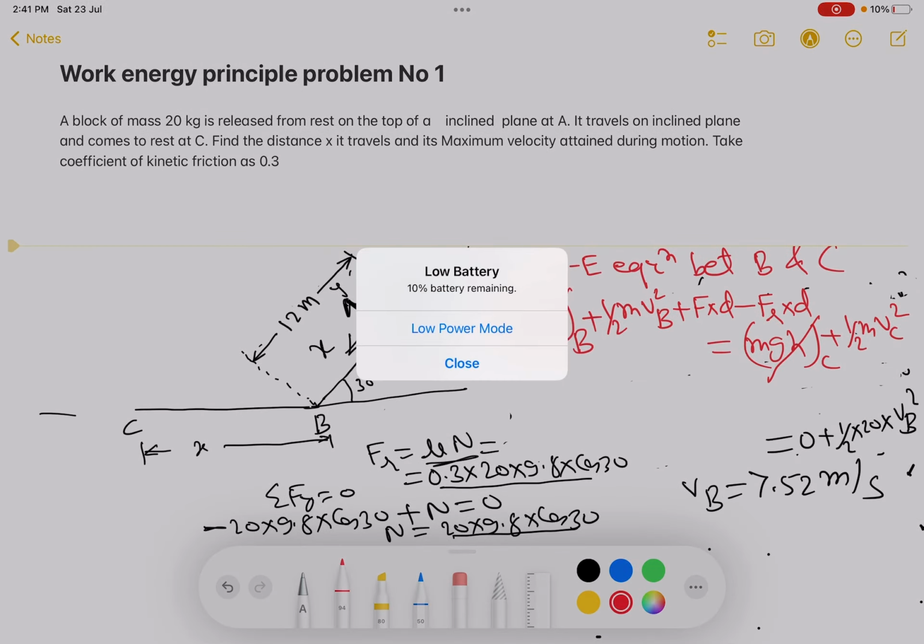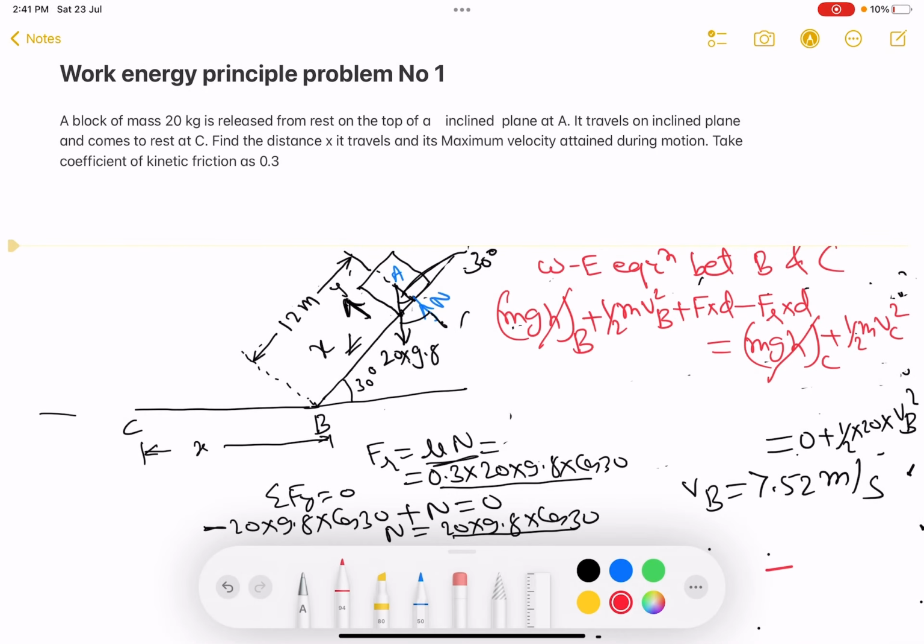Then half m VB square, I can write half into 20, and the velocity at B we have found out is 7.52 meters per second. Now the block has come to point B. Is there any external force acting on it? No. So work done is 0, and this F into d is gone.